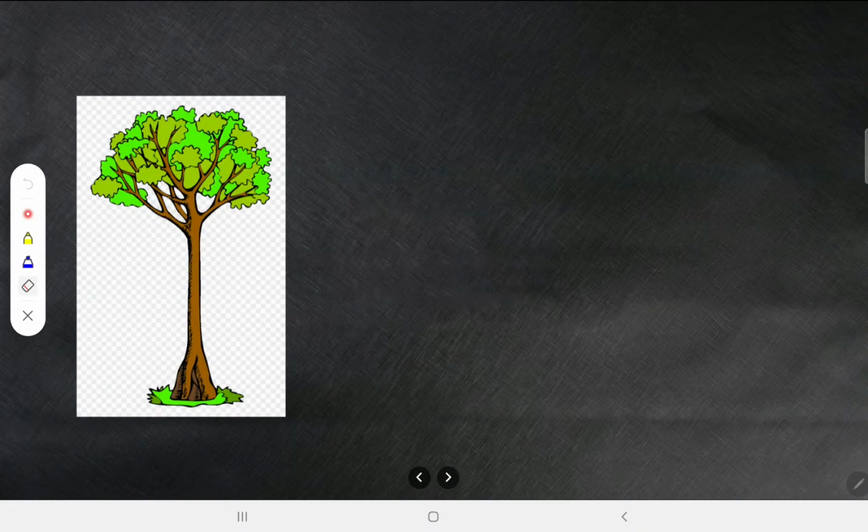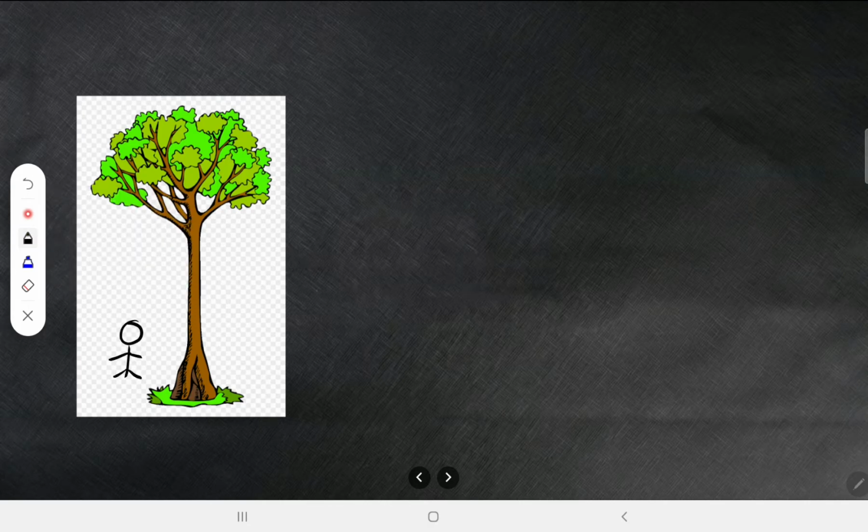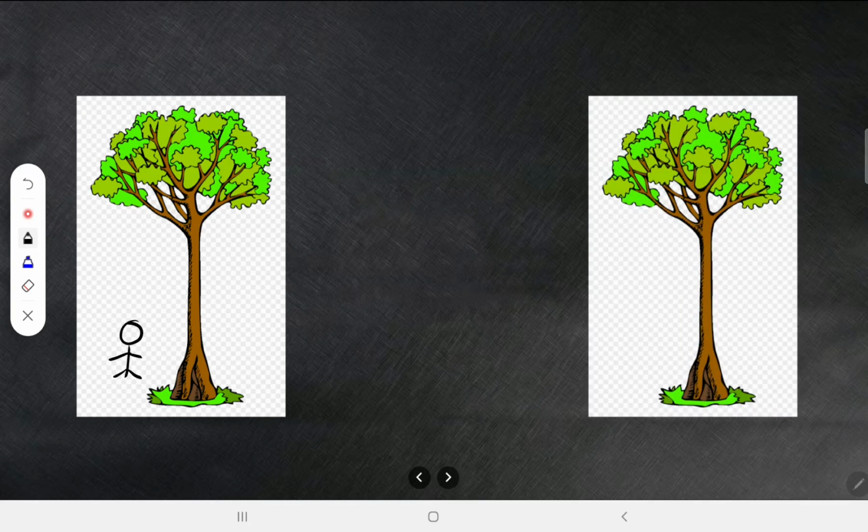Let us consider a tree. Have a look at this tree, and a boy is standing in front of this tree, and there is one more tree, and another boy is standing in front of this tree. Let me call this boy A and this boy B, and these are same trees having same height. Both are having same height.